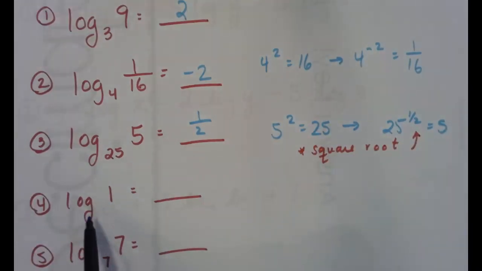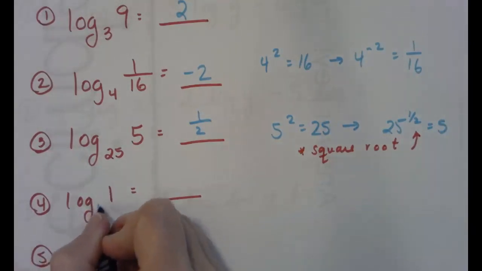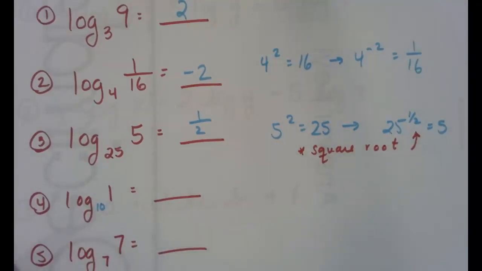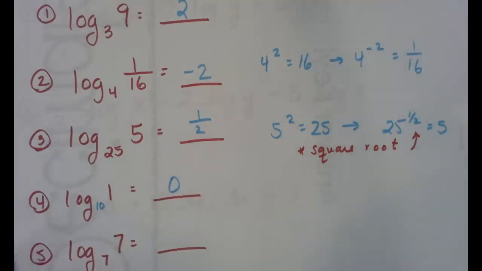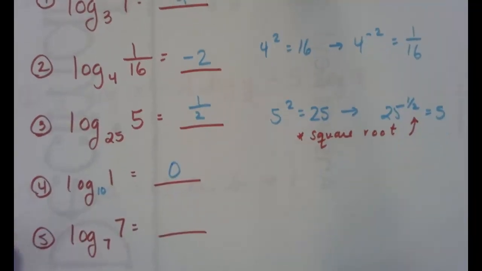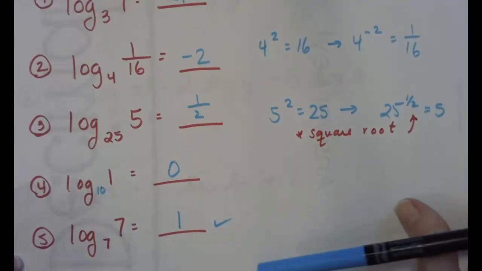Next, this is log of 1. So if no base is given, it's understood to be a common log, which of course is base 10. So 10 to what power is 1? That would be 10 to the 0 power. And then finally, one last property of logarithms. If your base and your argument are exactly the same thing, the answer is always 1. 7 to the first power is 7, which is a very basic property of logs.